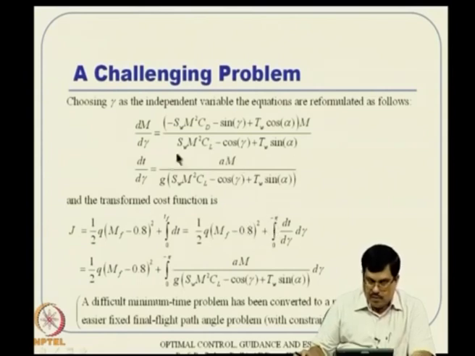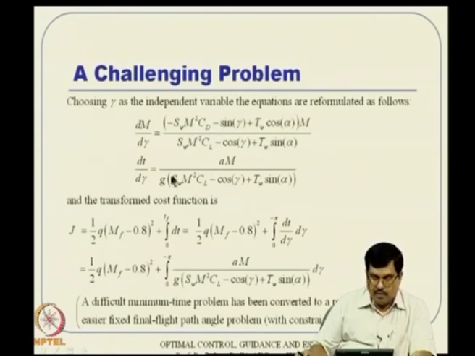Ultimately, this equation goes to the cost function, whereas this equation becomes the system dynamics. So you have a cost function in this form subject to one scalar differential equation where the independent variable is gamma. This is a scalar sort of problem, where m is the only state variable and gamma evolves from 0 to minus pi. And this expression has already been utilized in the cost function. So essentially you minimize this cost function subject to this first differential equation.